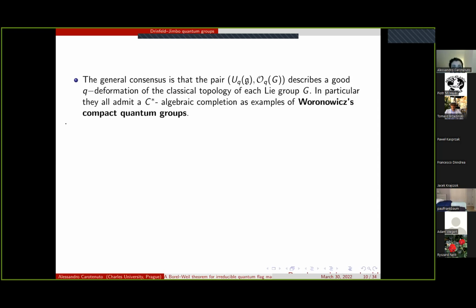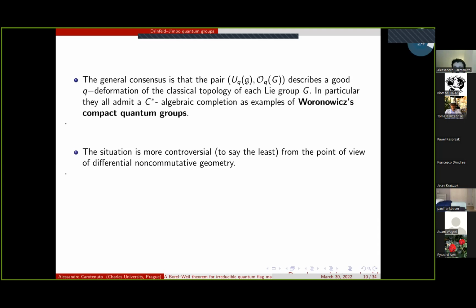In particular, they all admit a C*-algebraic completion as examples of Woronowicz's compact quantum groups. And for q, let me just end by saying that for q that goes to 1, O_q(G) recovers perfectly the coordinate algebra of the Lie group G, while the situation is a bit more nuanced for U_q(G), because what I get instead for q that goes to 1 is some, I think, finite-fold cover of the classical enveloping algebra.